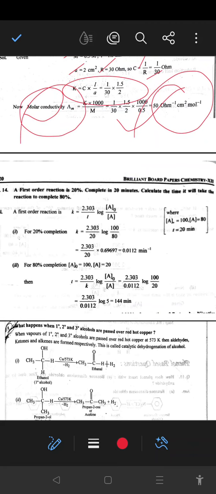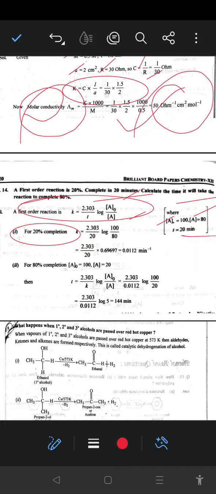Next, a first order reaction is 20% complete in 20 minutes. Calculate the time it will take for the reaction to be 80% complete. As we know, the first order rate equation is k equal to 2.303 over t log initial concentration over final concentration. In the first step, when 20% is complete, A naught is 100 and A becomes 100 minus 20, that is 80. Time t is given as 20 minutes. Put it in and the value of k will come to 0.0112 minute inverse.